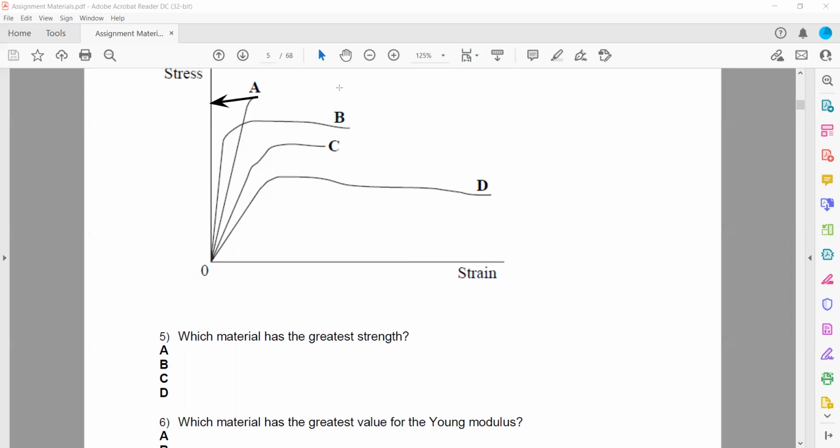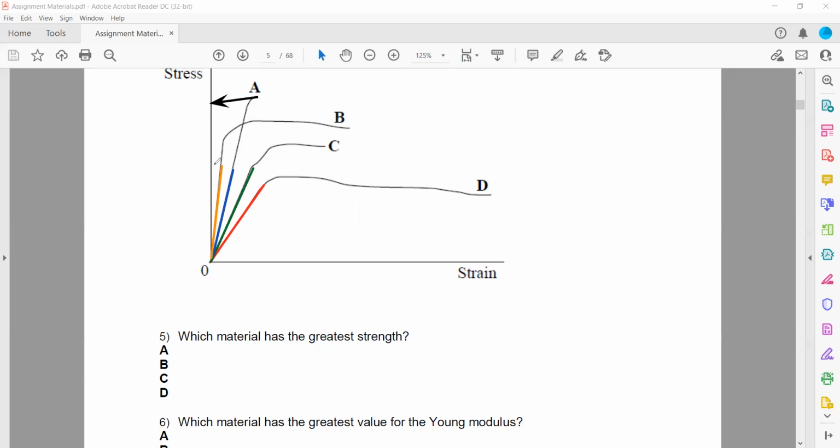The Young modulus refers to initial slope. The one which needs a greater amount of force to produce a small extension will have the highest Young modulus. So when we check the initial slope for each, for example for D, this is the slope, B, A, and when we check for B, B is much steeper than any one. So it means for B we need a greater amount of force to produce a small change in length.